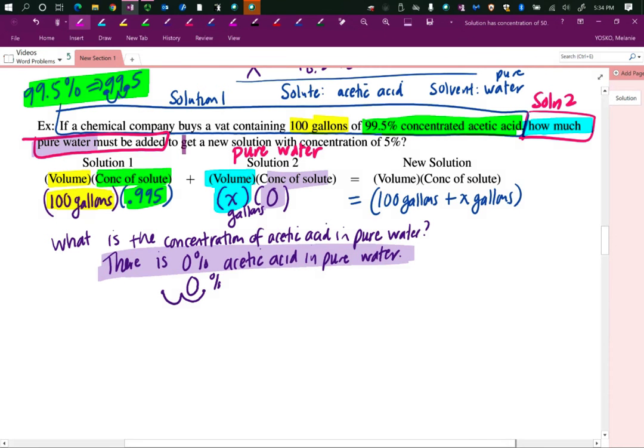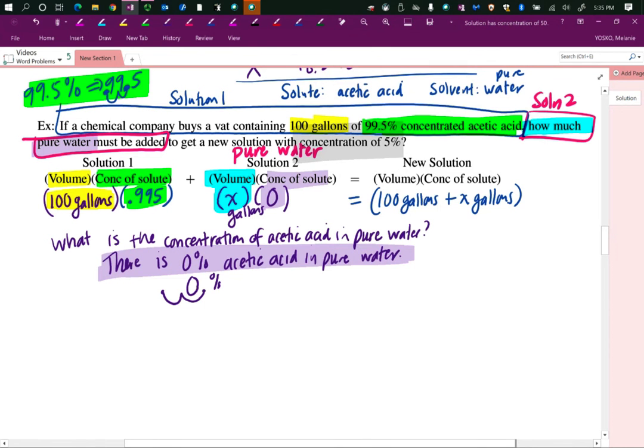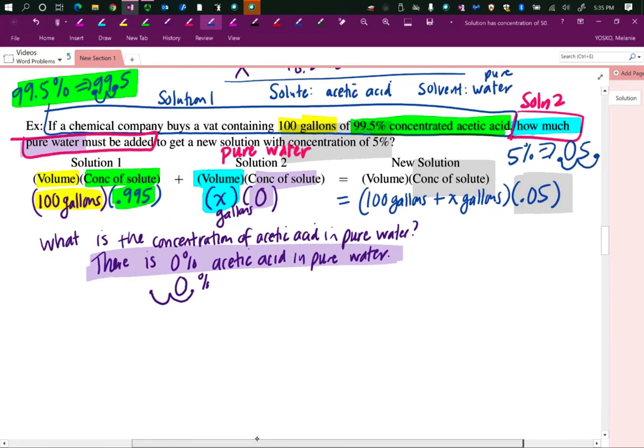And we're going to get a new solution with a concentration of 5%. So the concentration here is going to be 5%. So we had 5 with the decimal place right here. We go 1, 2 places to the left. So 0.05. Okay. So now we have an equation.